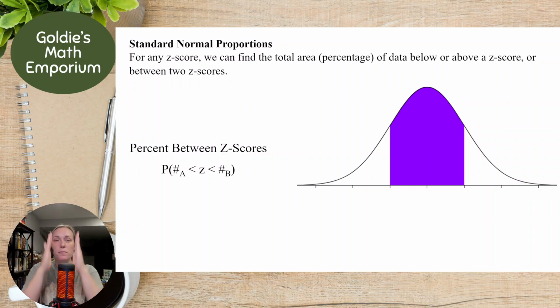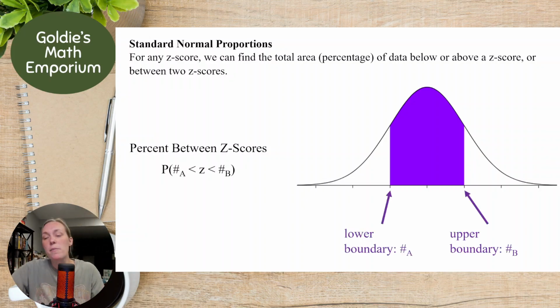When we're working with this empirical rule, we are very symmetric with a lot of our stuff. It might also not be symmetric. Okay. Depends on the problem. We have a lower boundary and an upper boundary. They're both going to be numbers. So those are the three situations that we're going to look at for our standard normal proportions.